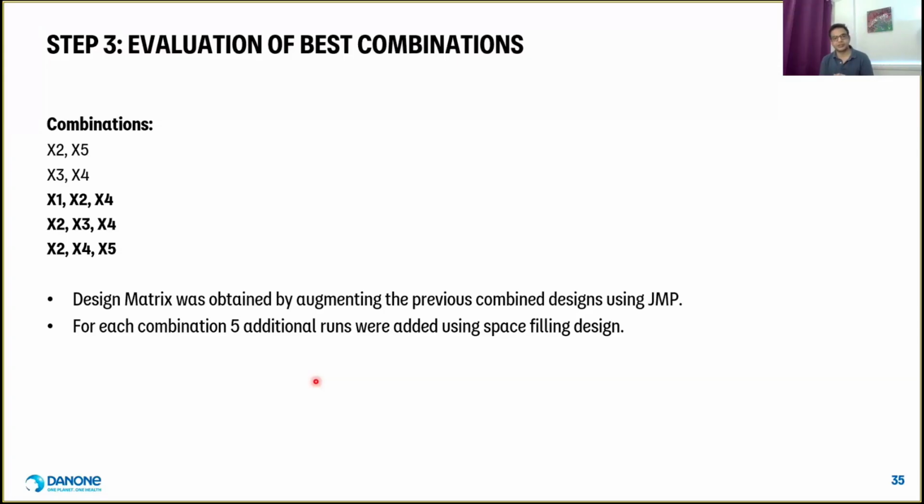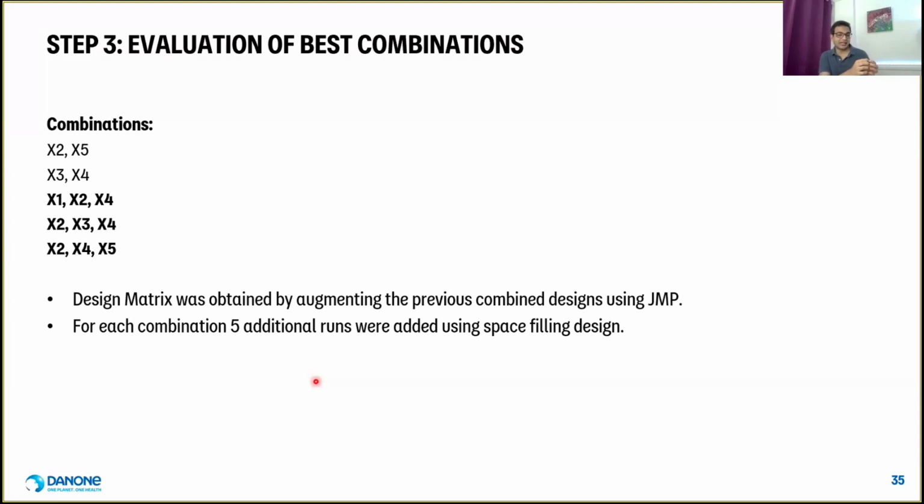we only considered the combinations where 3 ingredients are present, because not only could we model them well, but our factors had an effect on these parameters. And now we need to find out which of these factors are affecting what response. Now, to augment data for these particular combinations, we added 5 additional runs using the Augment Design module from JMP, and we used a space filling design for this. So now, for each combination, we have at least 28 data points based on which we can evaluate a model.